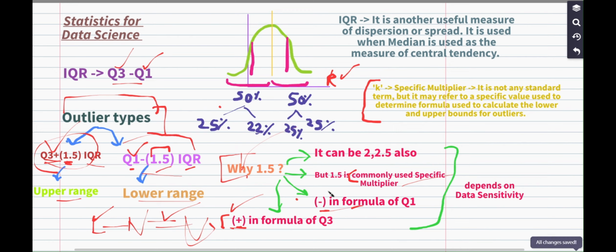K is having 1.5 value here, right? So now come to the IQR. IQR is another useful measure that we use in dispersion or spread, right? You just simply know that dispersion means spreading out of the values, right? How the values are spread out in the data set, right?